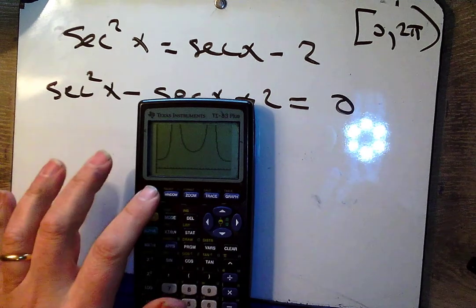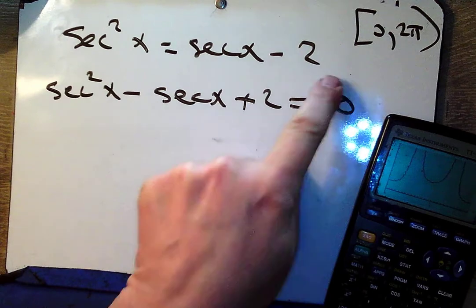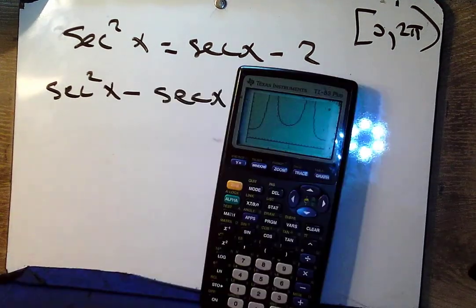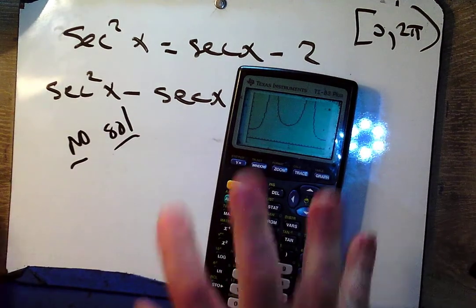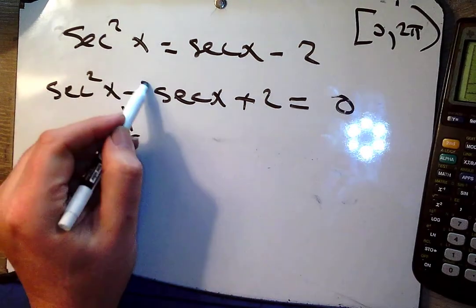That's a good question. Okay, so now here's our question. When is this curve equal to 0? When does this curve cross the x-axis? Never. Okay. Now, what if instead I had that?